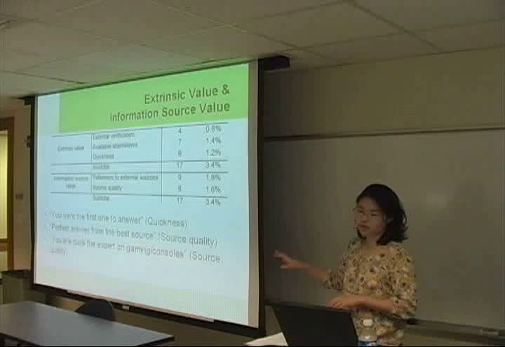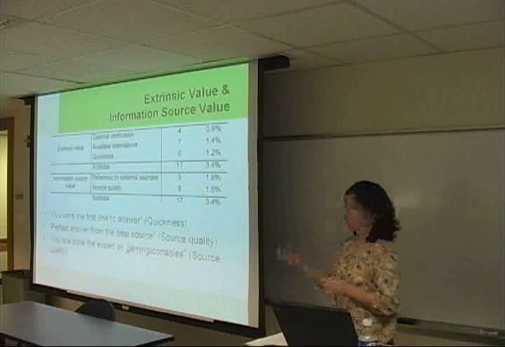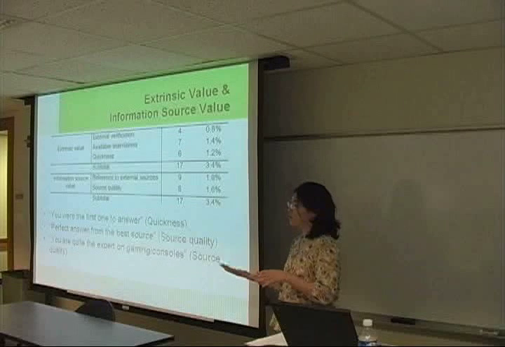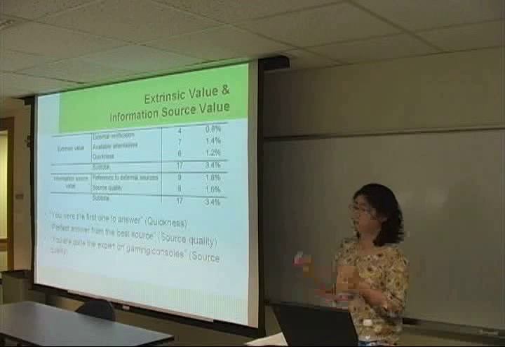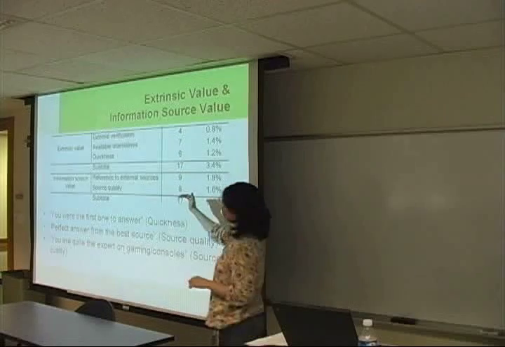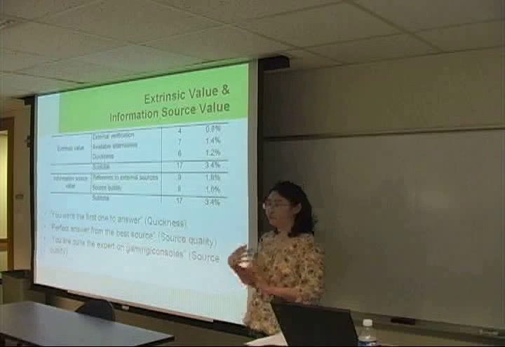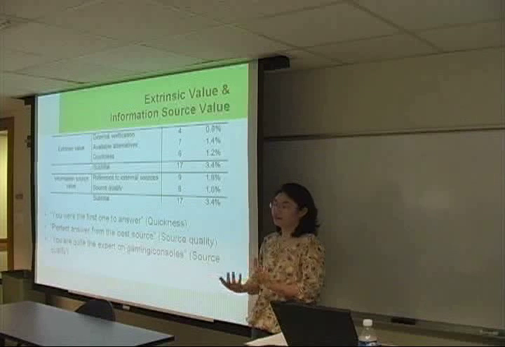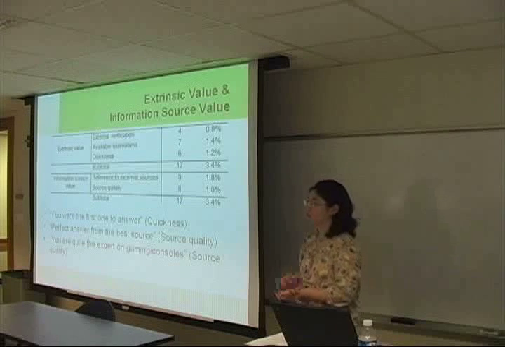For the information source values, they actually check how good the sources are. Some of the people actually give them sources, like links to other external resources, so they actually make an evaluation of those sources. Like a perfect answer from the best source, like you are quite an expert on gaming and consoles. As a source aspect, we consider the source not as a document, but as a person. If they explain it very professionally, they also identify themselves as an expert in the answer. The people also comment about the expertise of the people too.